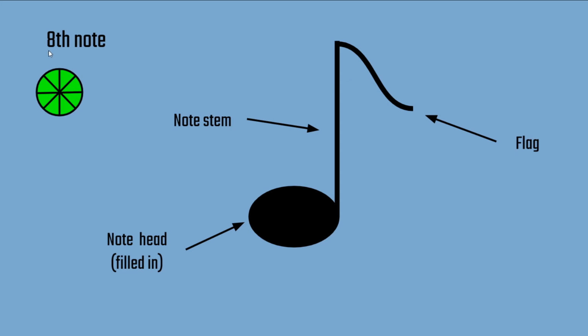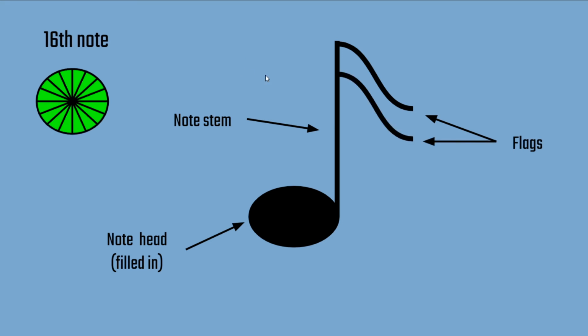Now what's interesting about when you hit eighth notes is that when you want to cut it in half again, all you do is add another flag. So you can see right here, I have a 16th note. My little pizza pie over here is now cut into 16 equal parts, and I have 2 flags right here. Notice that I never lost the stem, I never lost the note head, and the note head stays filled in.